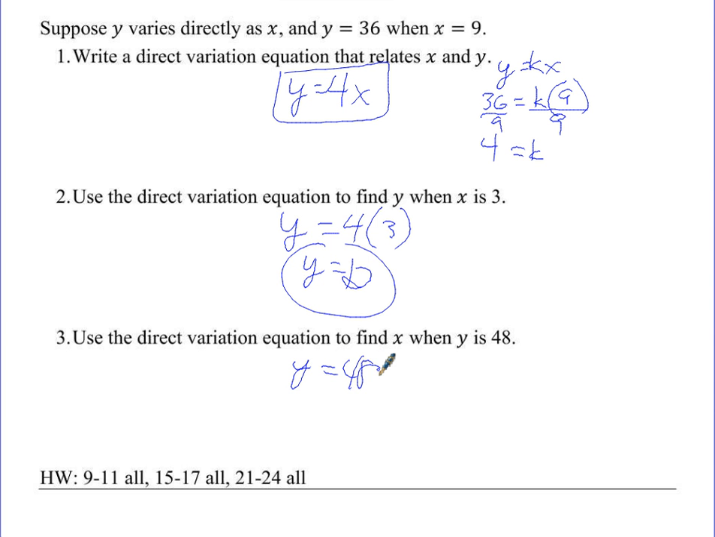Substitute. So I write that. Right, y is 48. So I write 48 equals 4x. Okay. Now what? Divide both sides by 4 and I get x equals 12. There you go.